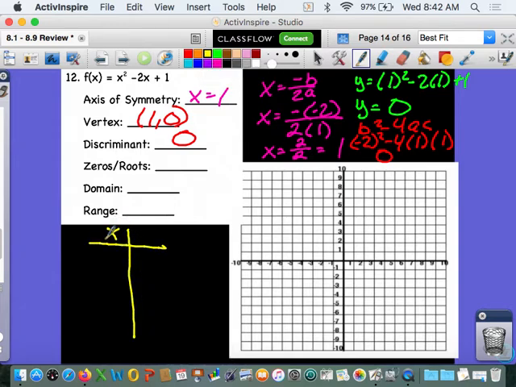Next, I need to make my table, x, y. So 1, 0, 0, -1, 2, 3. When I plug in my x's for my y values, I get 4, 1, and then 1, 4. They reverse. Okay. Then you're going to graph. Your graph should look something like this.